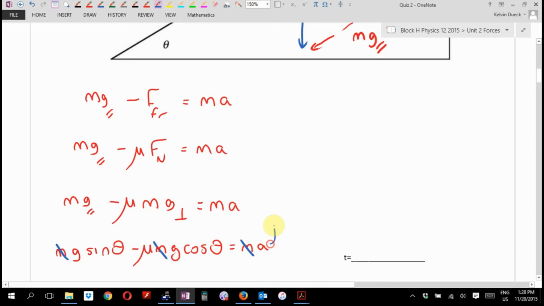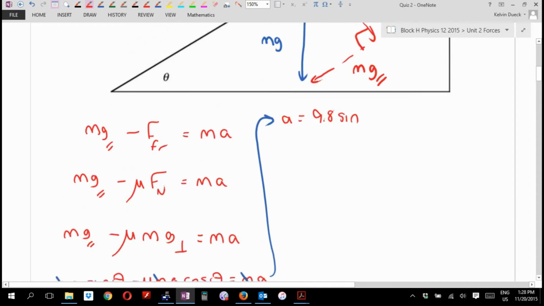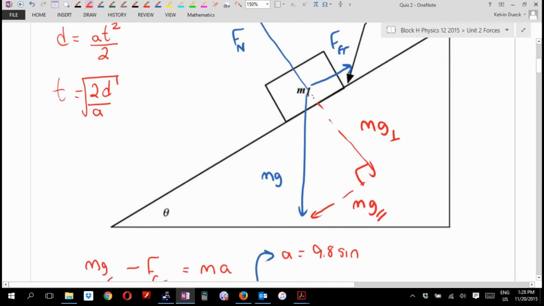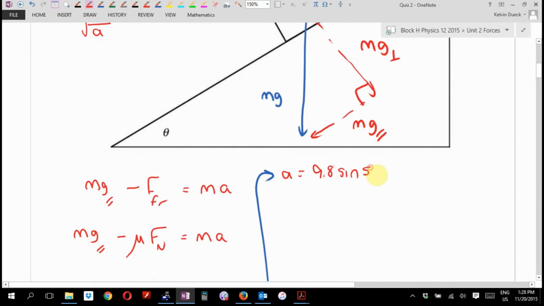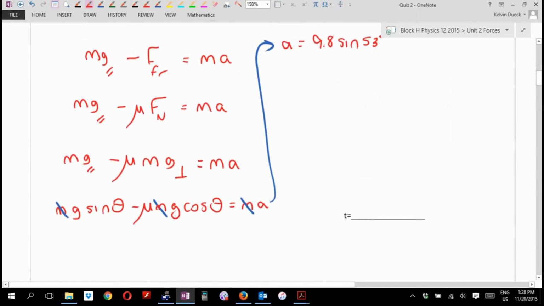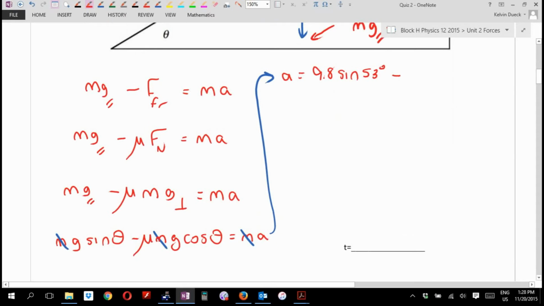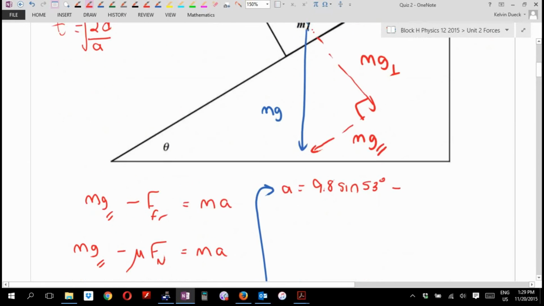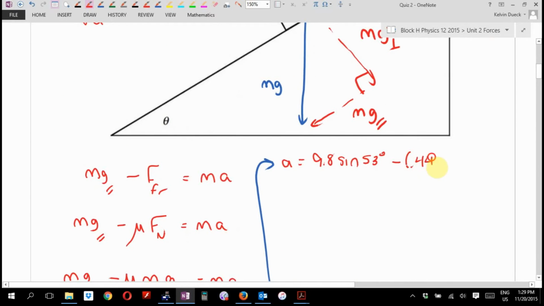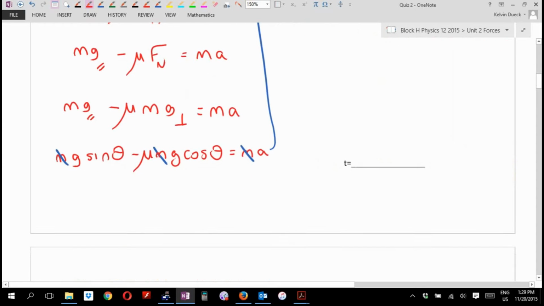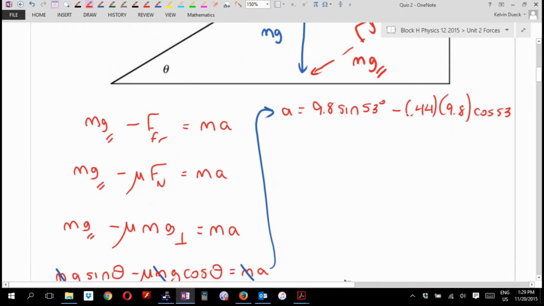Okay. So a is going to be 9.8 sine, what did I say theta was? 53, pretty steep hill. Minus, what's mu? I don't know, what's mu with you? 0.44 times 9.8 cos 53. Cool.